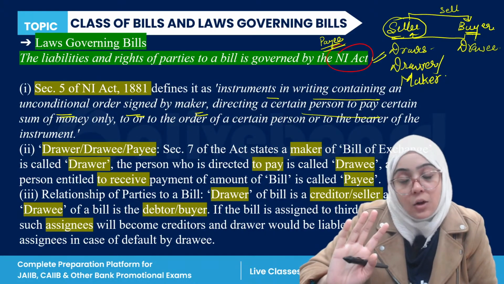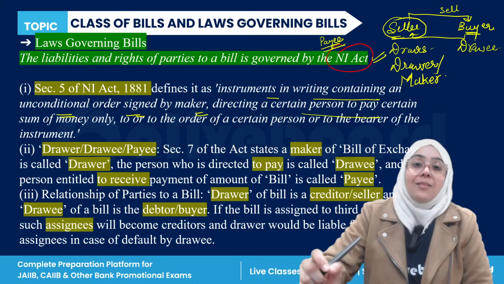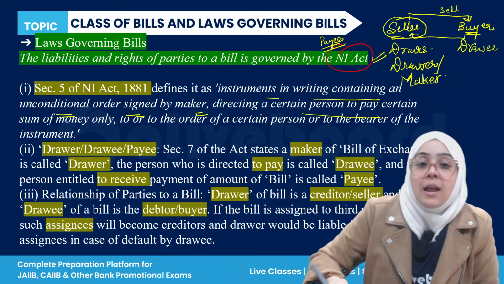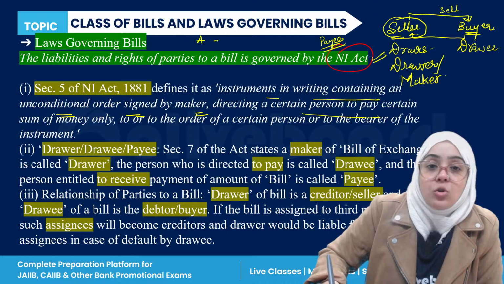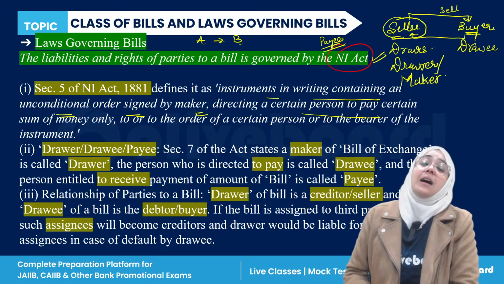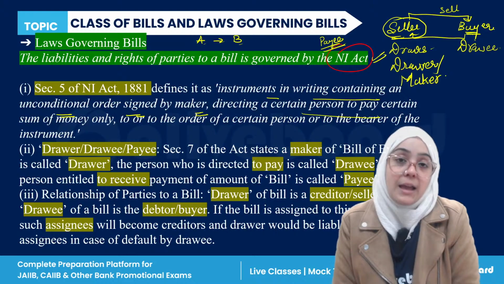Clear? Okay, done. Now, there is a different scenario in which there are three different parties. Let's talk about that. A sells goods to B. Instead of immediate payment, B demands a time period for the repayment. A agrees.